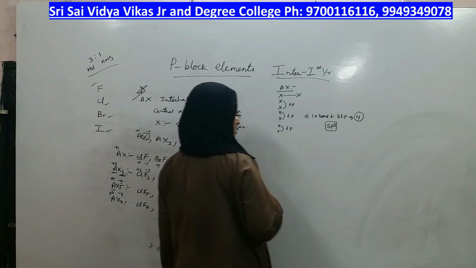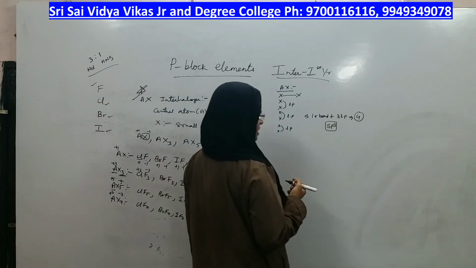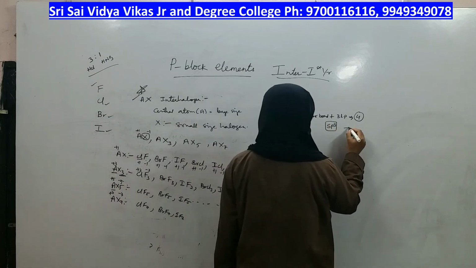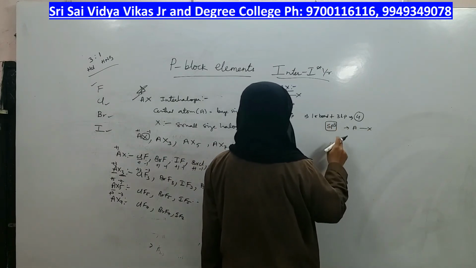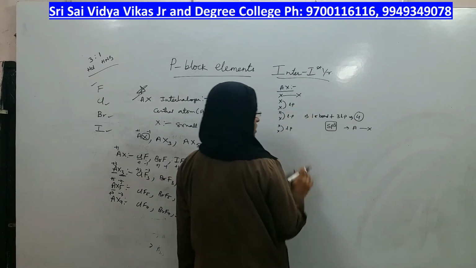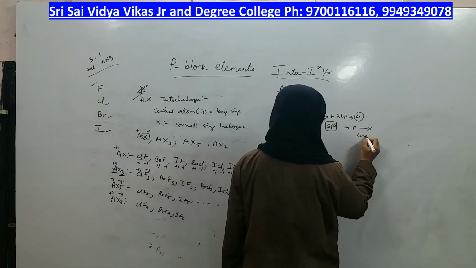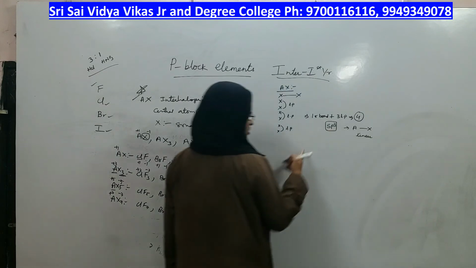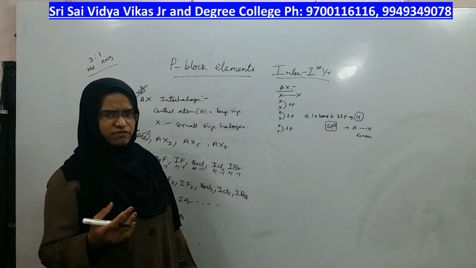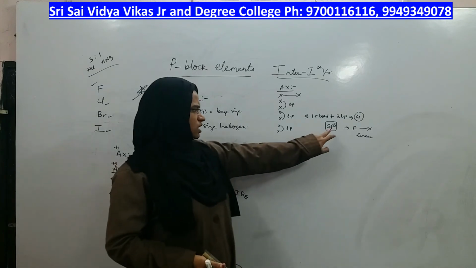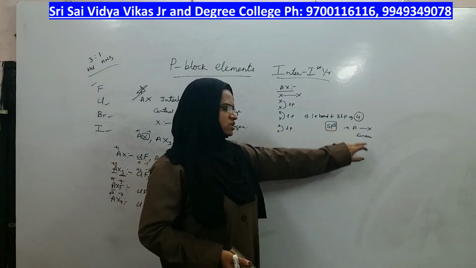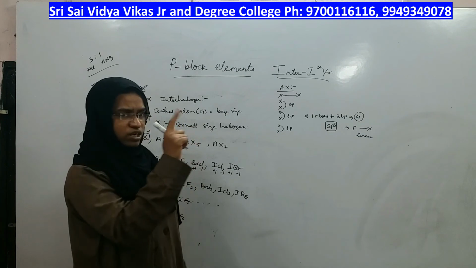The hybridization is sp3. The shape should be tetrahedral, but as it is only this way, the shape is linear with how many lone pairs? 1, 2, 3 lone pairs. Okay, the shape is linear. Why? Because if there were 4 bonds, then we would have said the shape is tetrahedral. Okay, now what should you say? sp3 hybridization, shape is linear because it has only 1 bond.